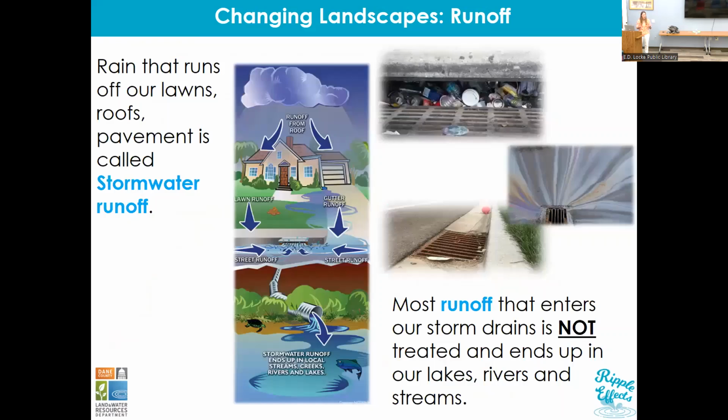So what happens when that water runs off? That water that runs off our rooftops, our driveways, even our lawns sometimes, and our streets, it's called stormwater runoff, and it carries whatever is in its path with it. And eventually makes its way to our storm drains. So the pictures to the right are storm drains.